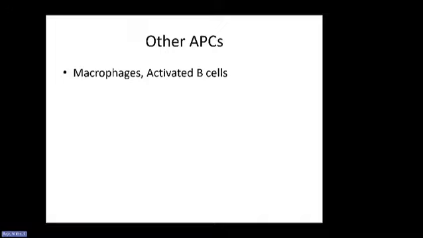Macrophages, as well as activated B cells, help in presenting antigens to T cells. All three of them, dendritic cells, macrophages, and activated B cells, are called professional antigen presenting cells. However, nucleated cells can also present antigens. All nucleated cells can use class 1 MHC on their surface to present antigens to CD8 cells, so they also are antigen presenting cells. But when we talk about professional APCs, we are talking about dendritic cells, macrophages, and activated B cells.